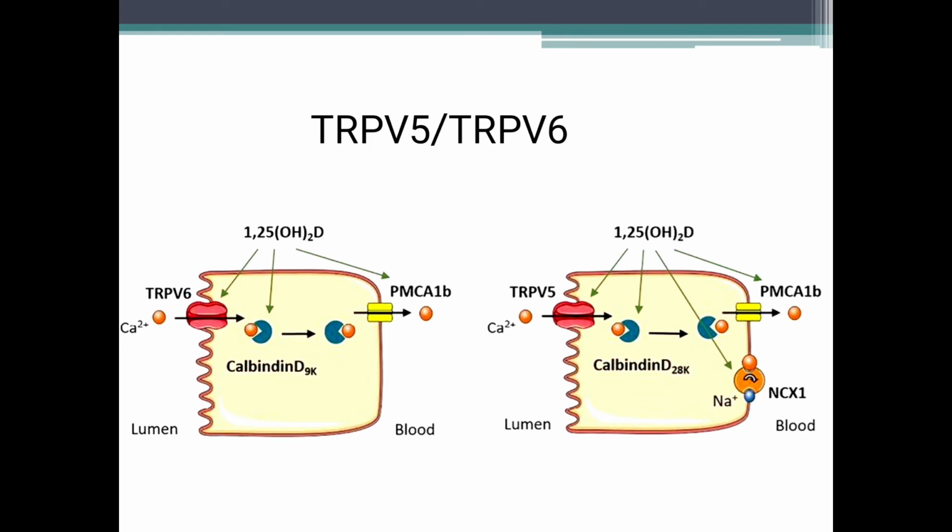So vitamin D increases TRPV channel, calbindin protein, and PMCA expression. Through that, it helps in the absorption of calcium from the intestine. And this is the renal tubule. The renal tubule also helps in the absorption of calcium. So filtered calcium will be absorbed through the renal tubules. After intestinal absorption, the calcium is then absorbed in the renal tubules.